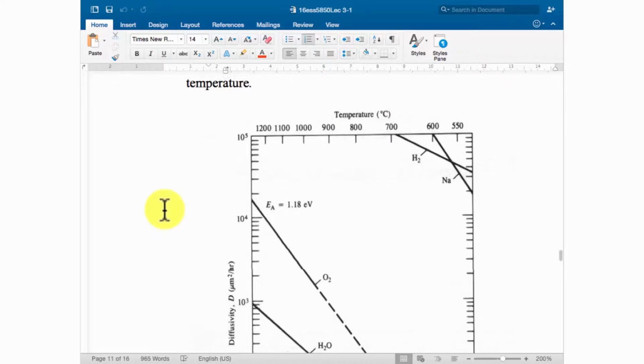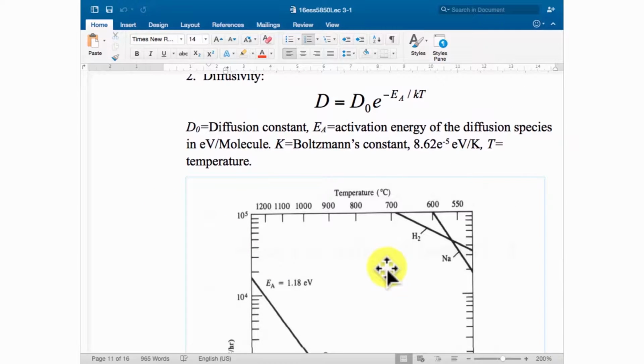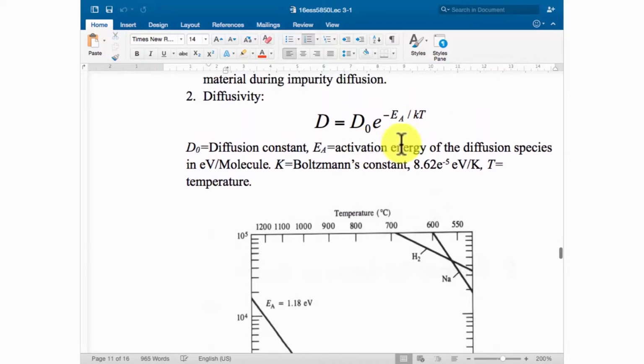So that means for different materials or for different gases, the activation energy is different. For hydrogen and sodium, they have a lower activation energy. So at lower temperature, they can have very high diffusivity. And as the temperature increases, they also have a higher diffusivity as well.